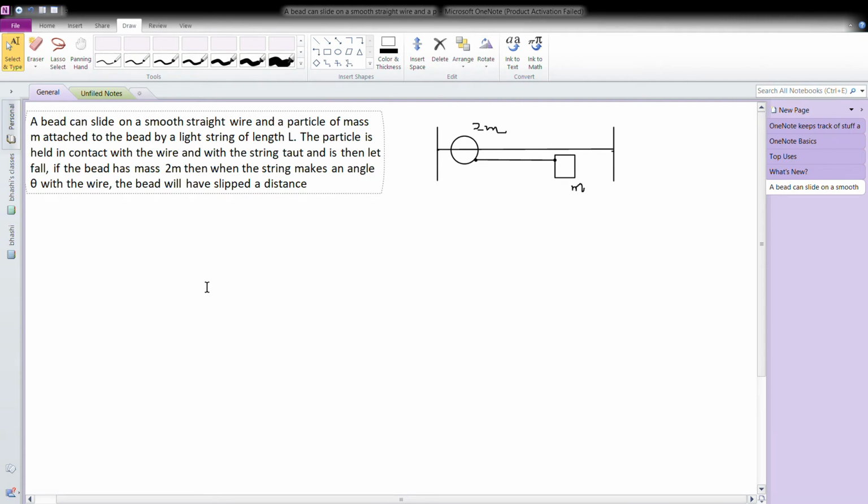Okay, so the question is that a bead can slide on a smooth straight wire and a particle of mass m is attached to the bead by a light string of length L. So we have been given this bead and it can slide on this wire and it is smooth, which means that it is frictionless.